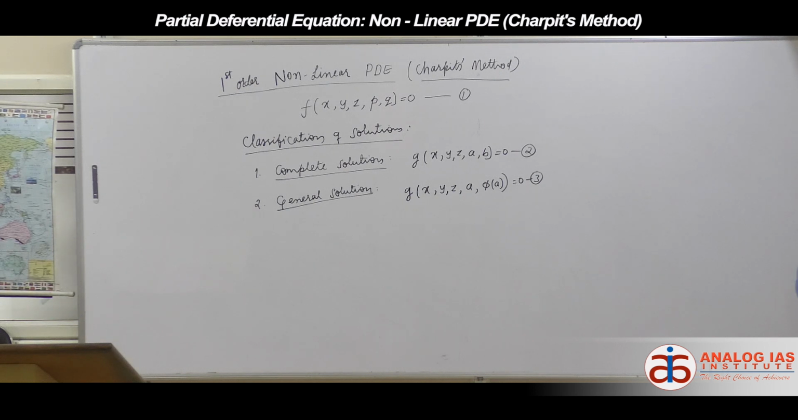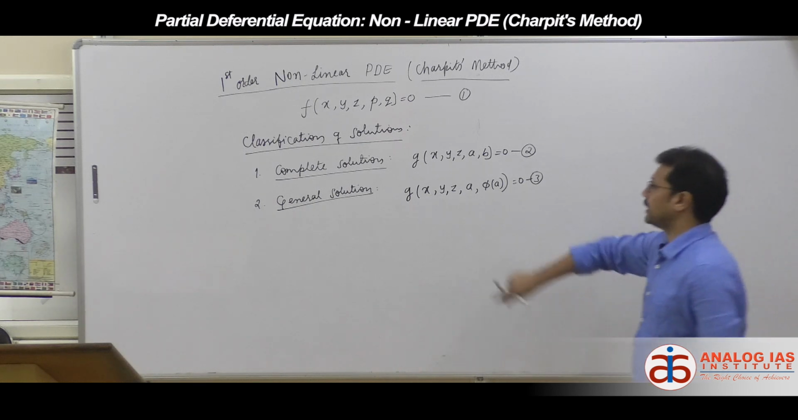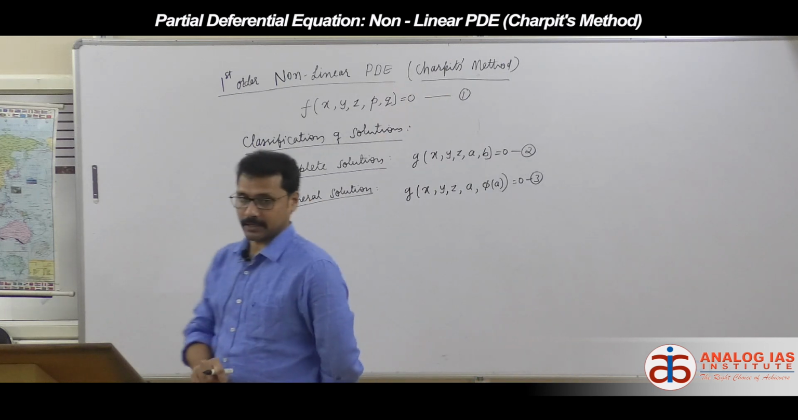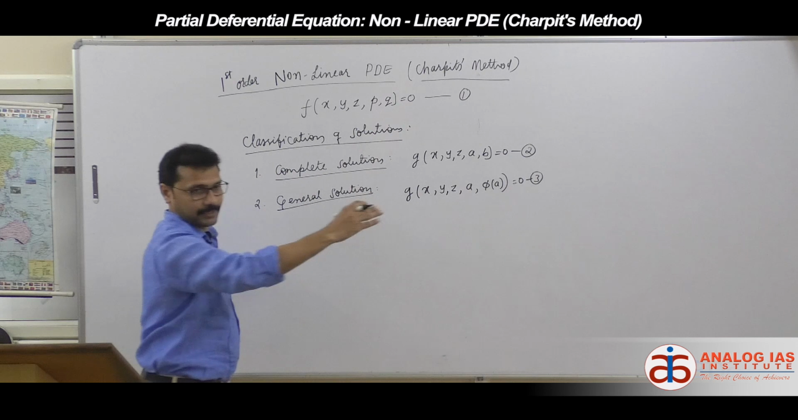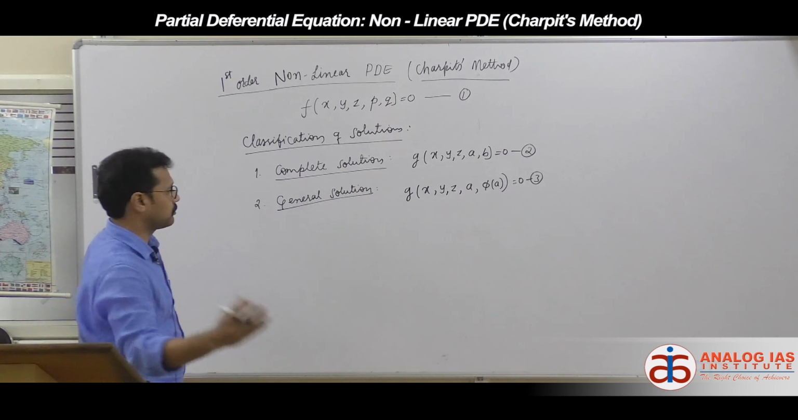What is u? U equal to C1, and what is v? V equal to C2. So phi of C1 comma C2, or phi of u comma v equal to 0, gives us the general solution. If you remember, in Lagrange's method, every time we talked about the general solution; we never talked about the complete solution in the case of Lagrange's method. But the complete solution is actually obtained from Charpit's method. Getting that? Fine.